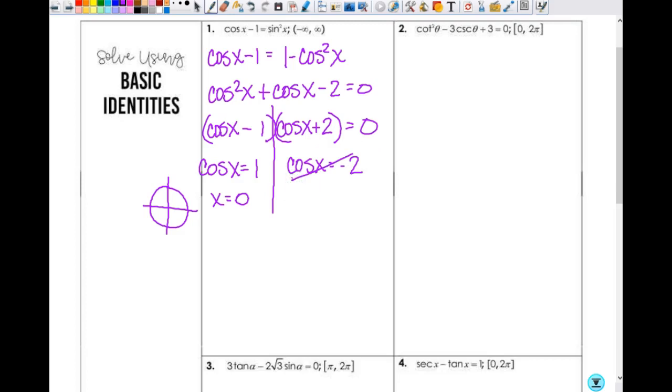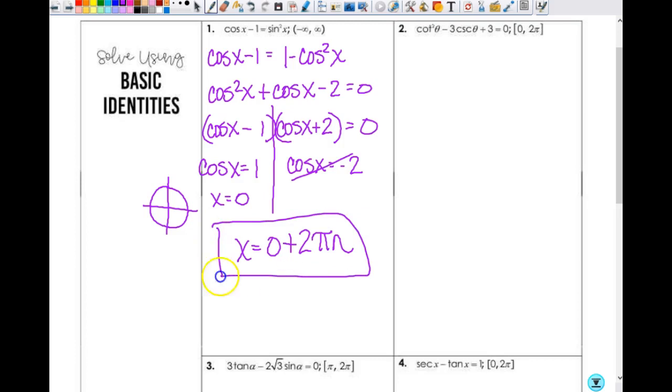Okay, and then since I go from negative infinity to infinity, I have to add 2 pi n to that. So I get x equals 0 plus 2 pi n. Do I even need the 0? Well, no, because 0 plus 2 pi n is just 2 pi n, right? But it doesn't matter. We can leave it. I'm not going to rewrite it. It's the same thing, but 0 doesn't have to be there. Everybody okay with that? Okay.